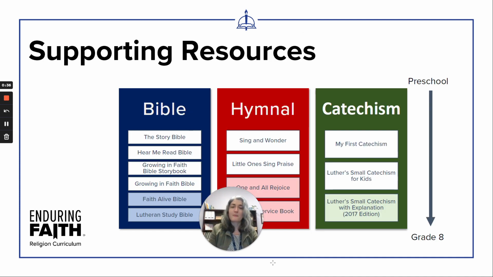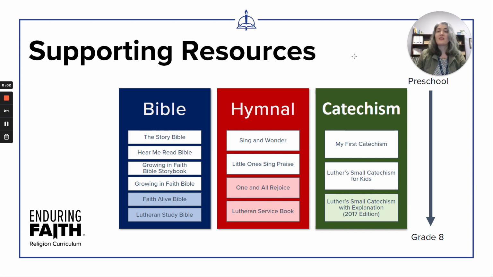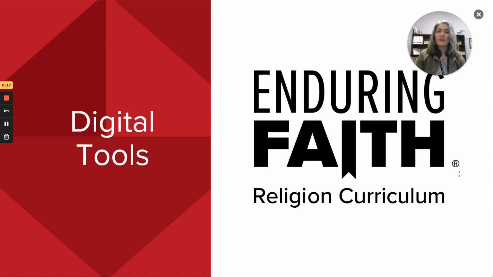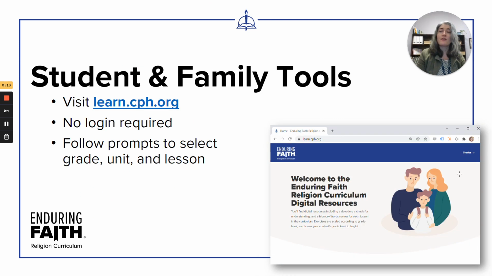For grades 7 and 8, the Bibles that we are going to be referencing are the Faith Alive Bible and the Lutheran Study Bible. Hymnals: One and All Rejoice and Lutheran Service Book. And the catechism, of course, Luther's Small Catechism with explanation. Those are the references that we will be talking about using in your resources. There are digital tools. We have a video on that. Please take a look at how that works.